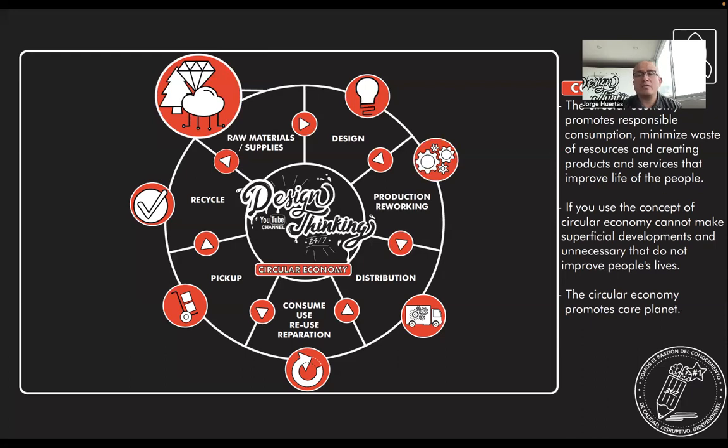Don't develop and don't create things just because you think it's trendy. The circular economy promotes care of the planet, care of the people, and a lot of different scenarios that are extremely good for people, and they can be very, very good if you understand what's going on. So try to be aware of that and understand that this is a very good situation where you can improve the things that you do and develop.